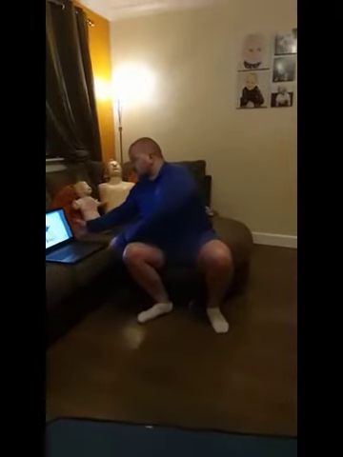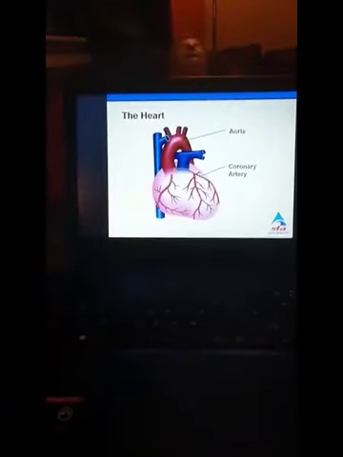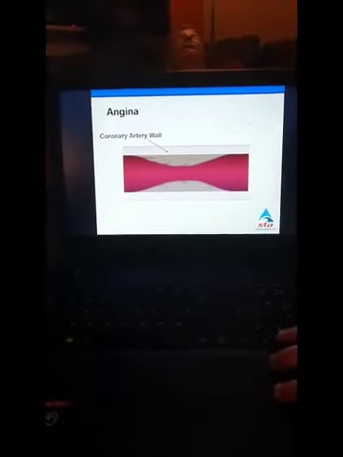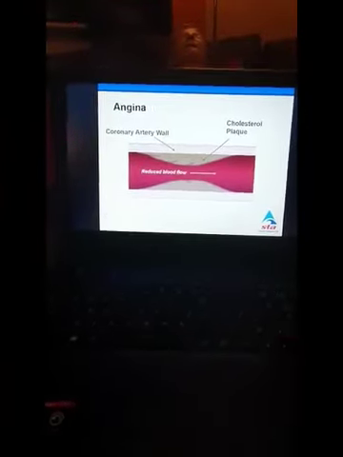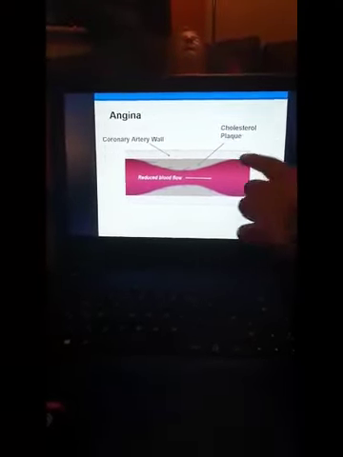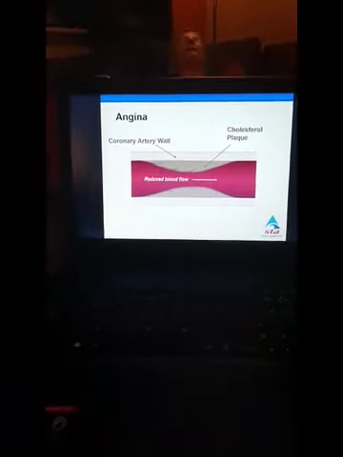Here is your heart, and in your heart you've got your aorta and your coronary artery. Angina is a reduced blood flow in the coronary artery, due to a build-up of plaque and cholesterol. It's really down to your bad diet and things like that. All the plaque and cholesterol is built up around your coronary artery, reducing the blood flow getting to the heart.